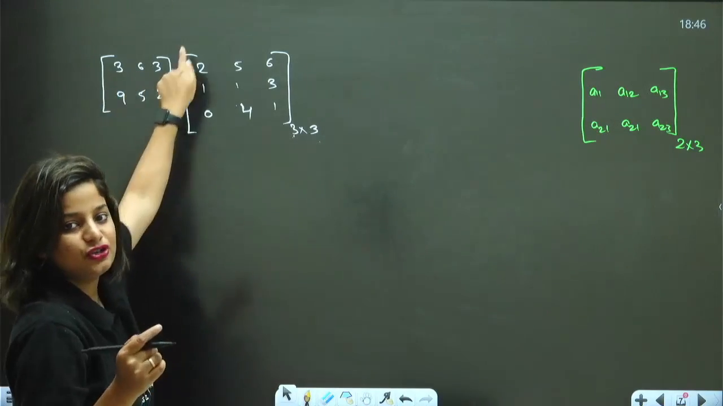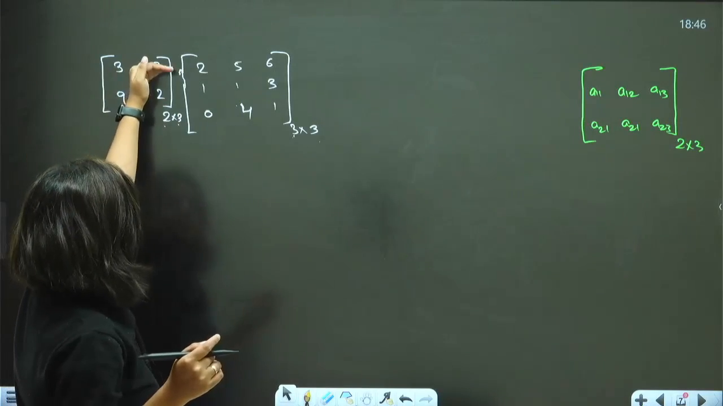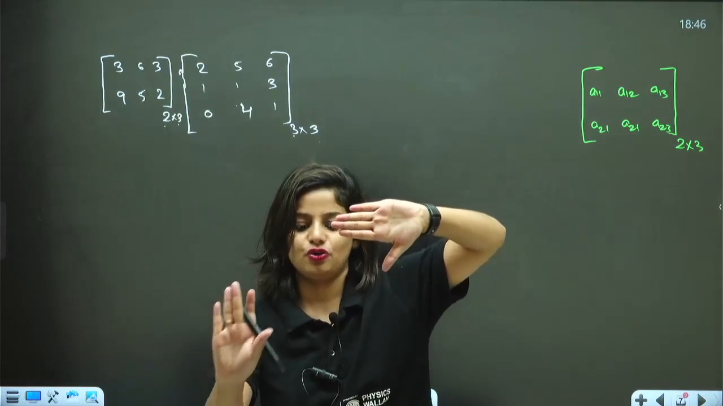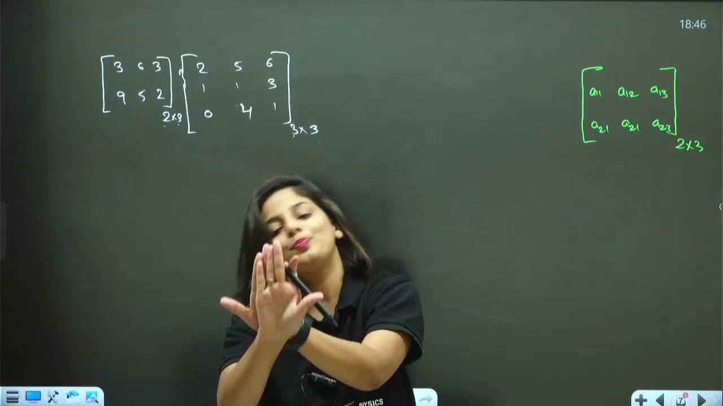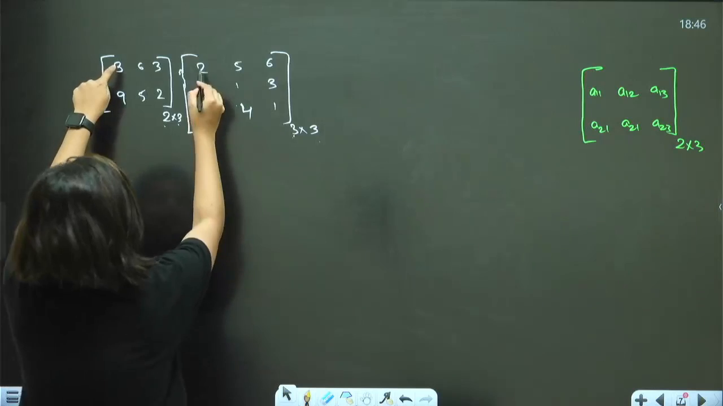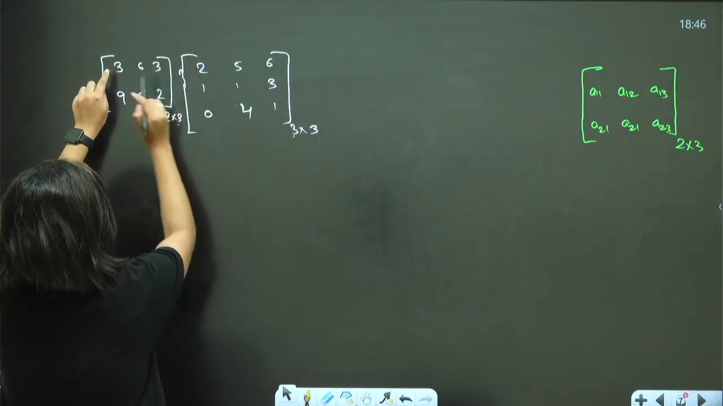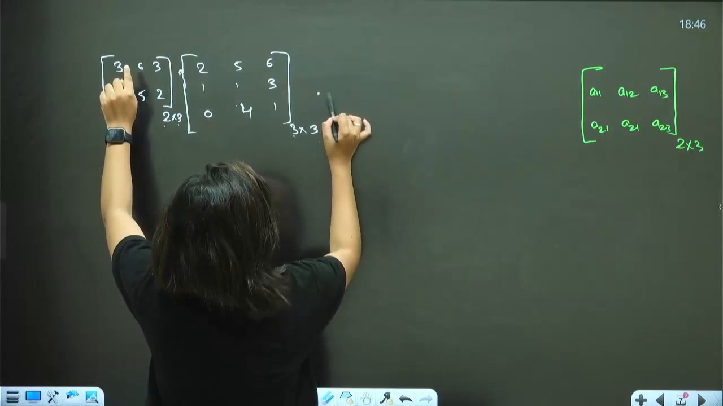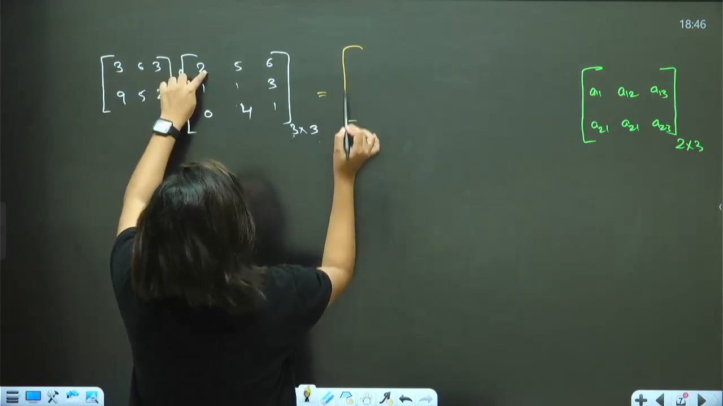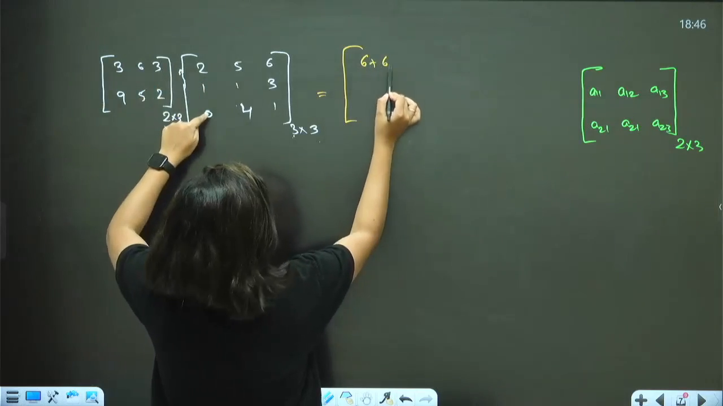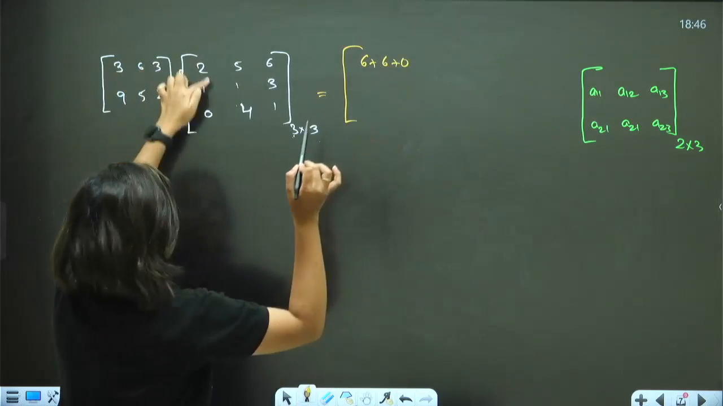A11 means first row, first column. Pick this first row, keep it on the first column. Like you take this first row and superimpose it on the first column and multiply the corresponding elements. If you keep this like this, 3 2s are 6, 6 1s are 6 and 3 zeros are 0. Right? First row, first column.